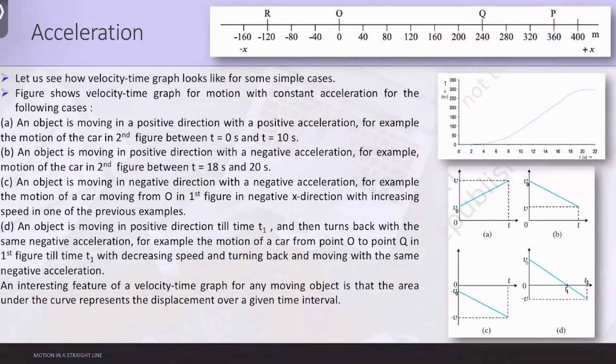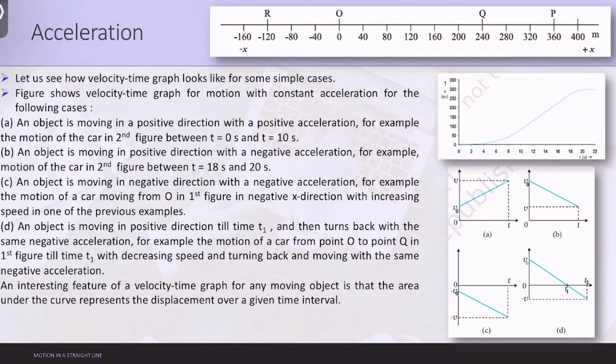For example, the motion of the car from O to Q in the first figure till time t1 with decreasing speed, and turning back. Let us say it turns back from there and moves with the same negative acceleration. So the speed is always decreasing. There was a time at which it came out to be zero, and then it was going in the negative direction, so it keeps on decreasing with negative rate. Because it is going in negative direction, the velocity is increasing in negative. For example, let's say it went from 5 meter per second first to 0 meter per second, and then to, let's say, minus 5 meter per second. It keeps on decreasing in the negative direction.